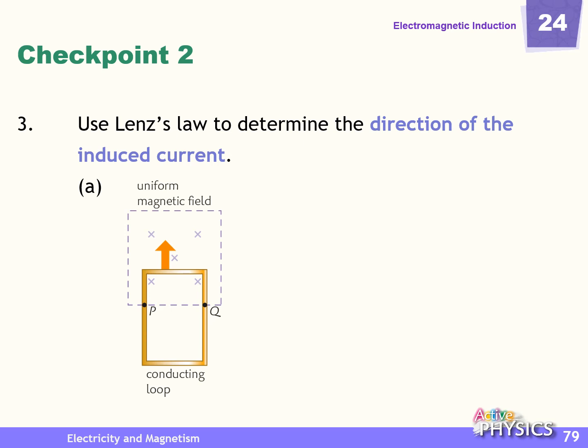Okay, so when the loop moves into the magnetic field, more crosses will be enclosed. So the loop will create some dots. When it creates a dot, use the right-hand grip rule, and you will find that the direction of the current is anti-clockwise. Or you can apply Fleming's right-hand rule. You can use the VBI rule for this loop, and you will get the same result.